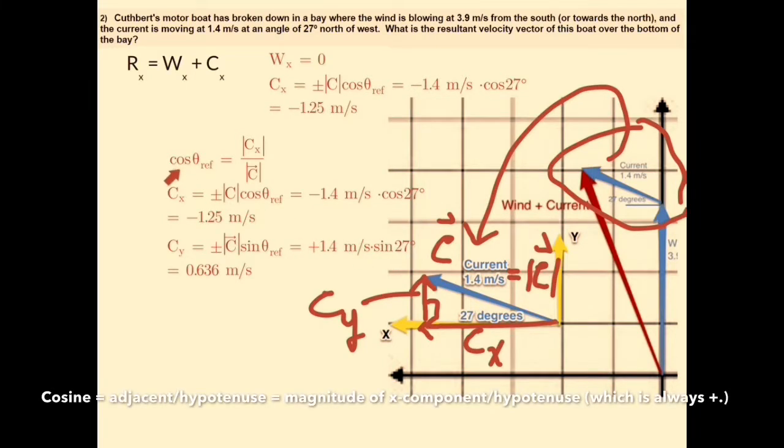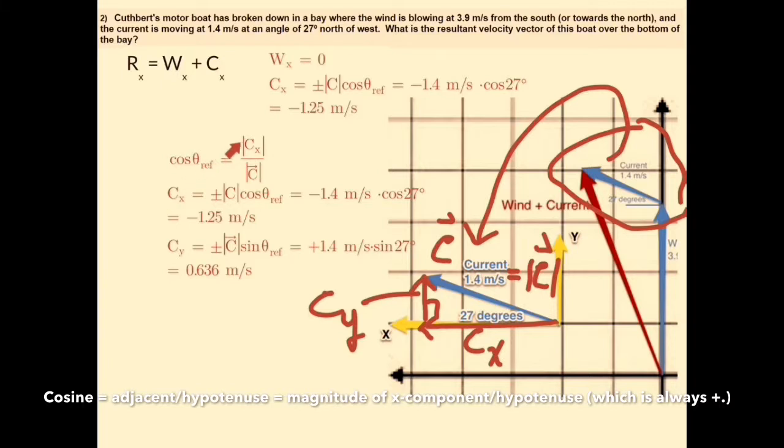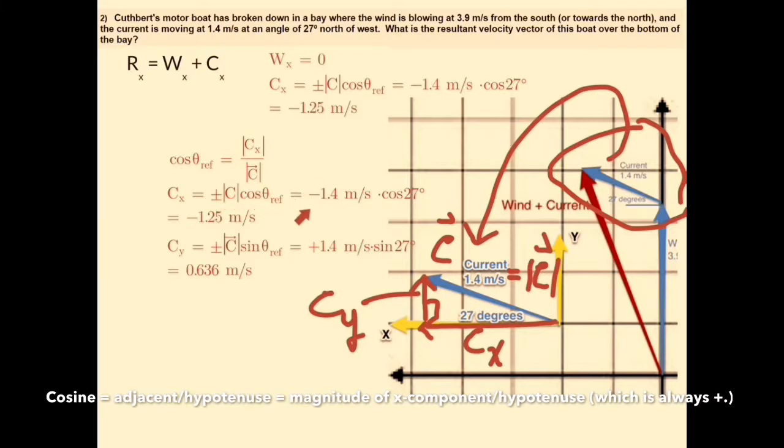The cosine of theta ref is the adjacent side, which is c sub x, over the hypotenuse, or the magnitude of c. Solving for c sub x with the sign, not just its magnitude, we manually prefix a plus or a minus sign times the hypotenuse, or polar magnitude, c, cosine of theta ref, and so we put in the minus sign because this is negative. 1.4 magnitude of the hypotenuse, meters per second, cosine of 27 degrees, giving us minus 1.25 meters per second.